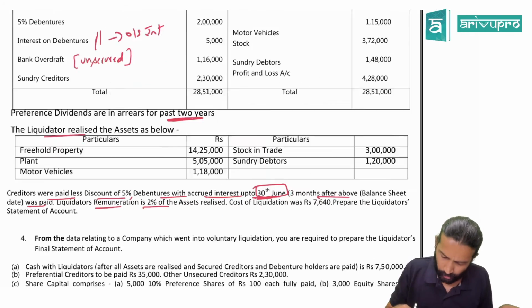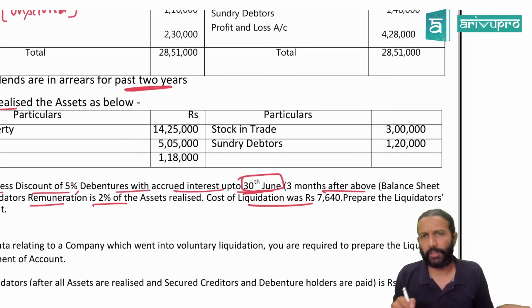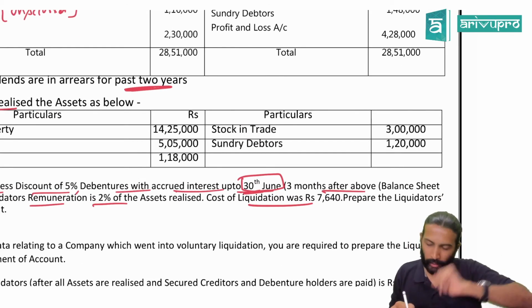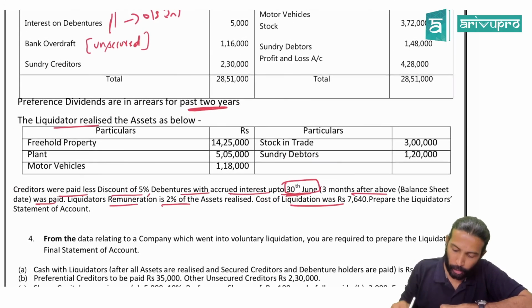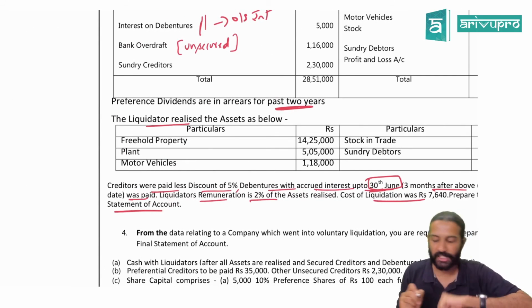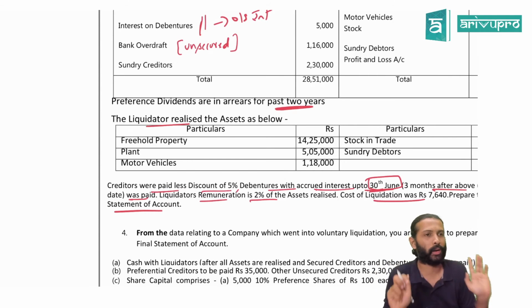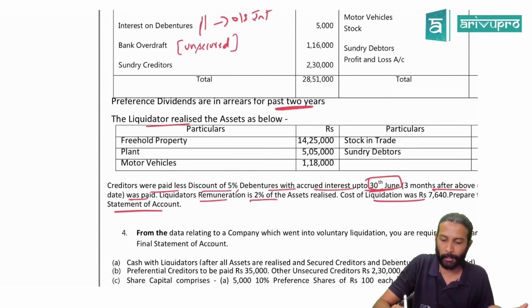Next, cost of liquidation, which we call legal expense or liquidation expense. How much is that? 7640. That also they've given. You need to prepare something known as the liquidator's statement of account. It is one simple account that the liquidator needs to prepare.